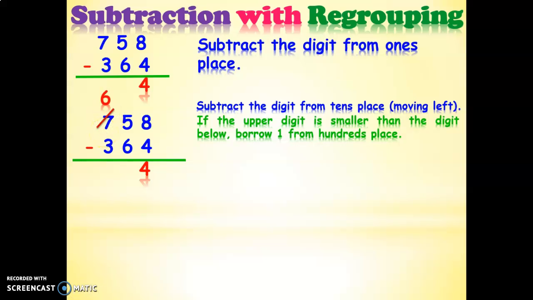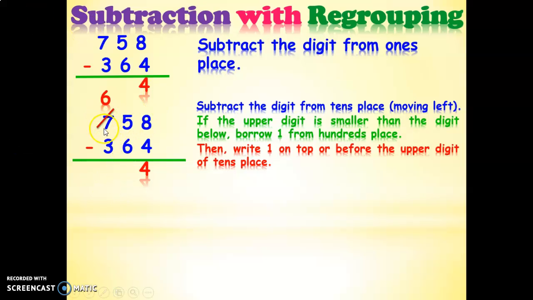So 7 will become 6. And then we have to write 1 on top or before the upper digit of tens place. Since we borrowed 1 from 7, it became 6. We will write the number 1 that we borrowed before number 5, or it can be on top of number 5. So now that gives us 15 minus 6. For 15 minus 6, the answer is 9.